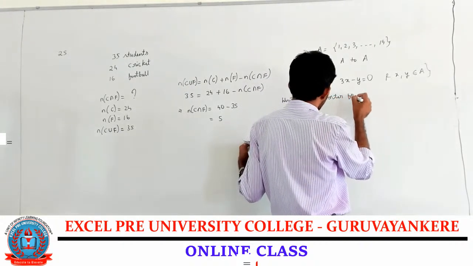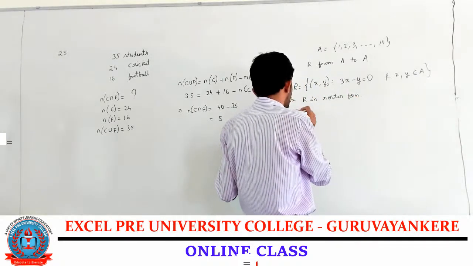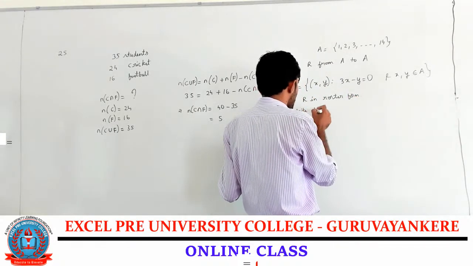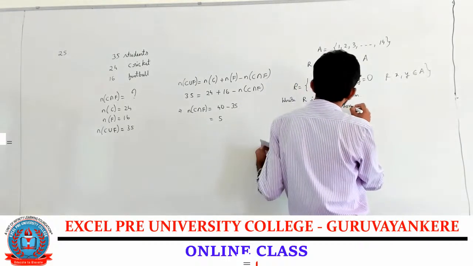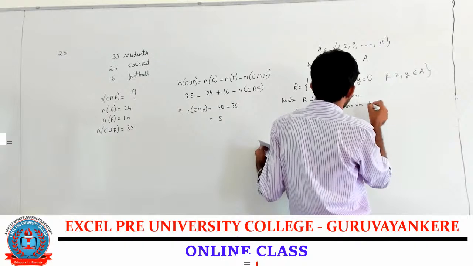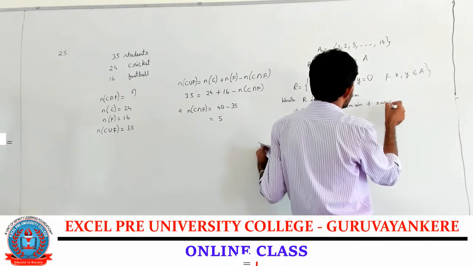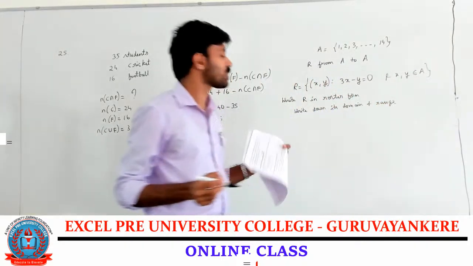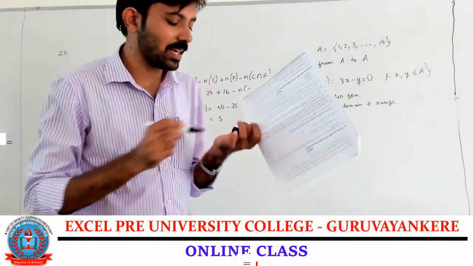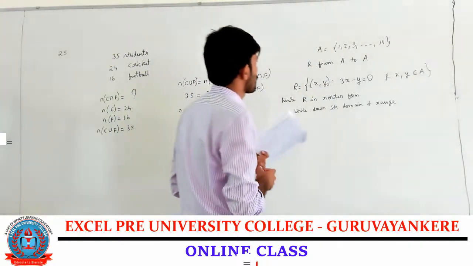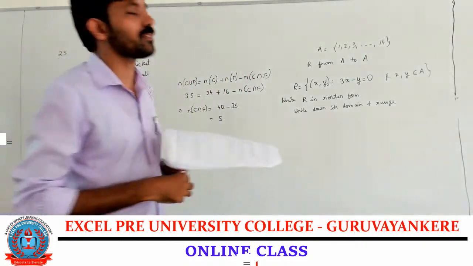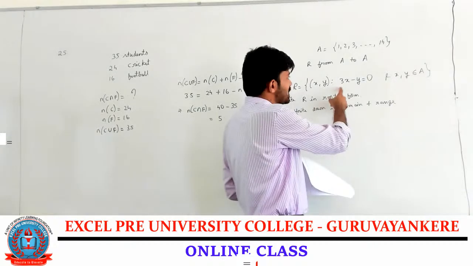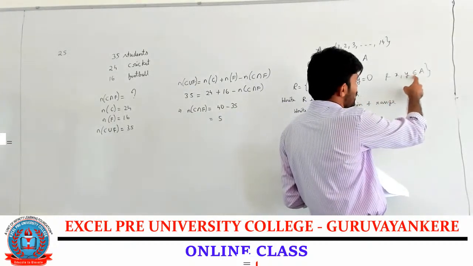Write down its domain and range. R is the set of all ordered pairs x comma y such that 3x minus y equals 0, with x comma y taken from set A itself.